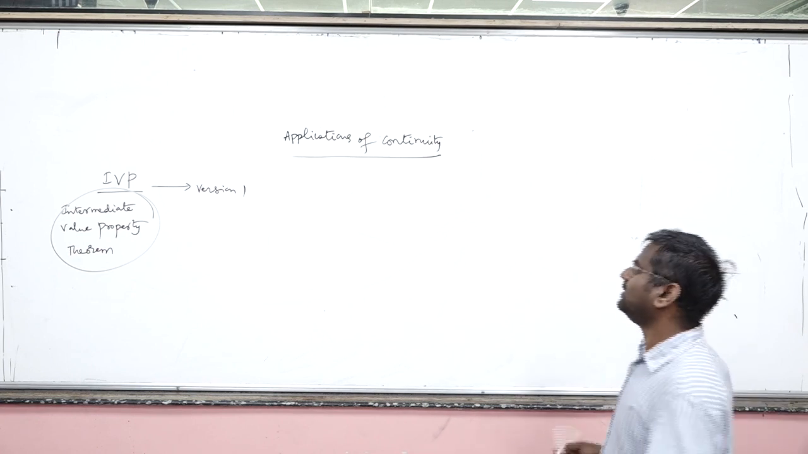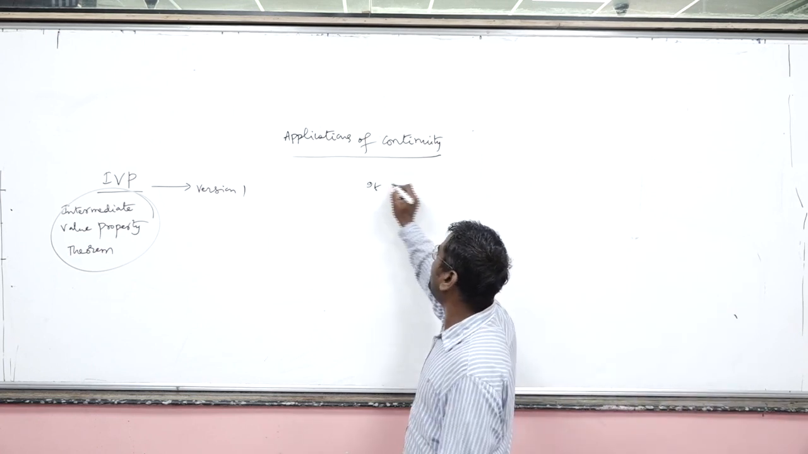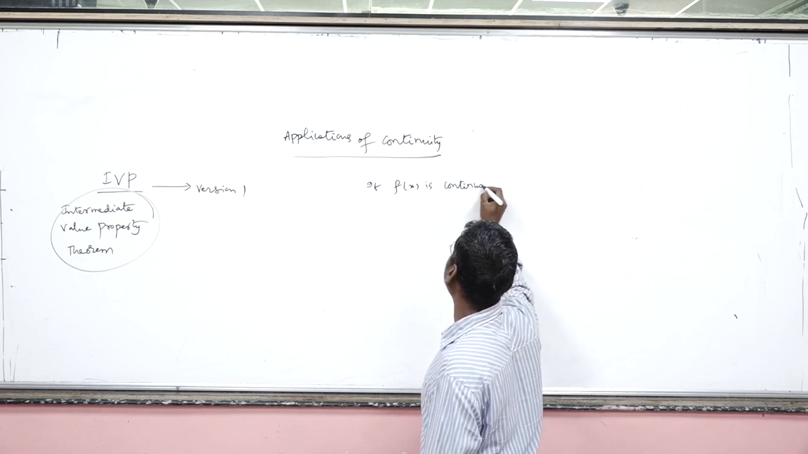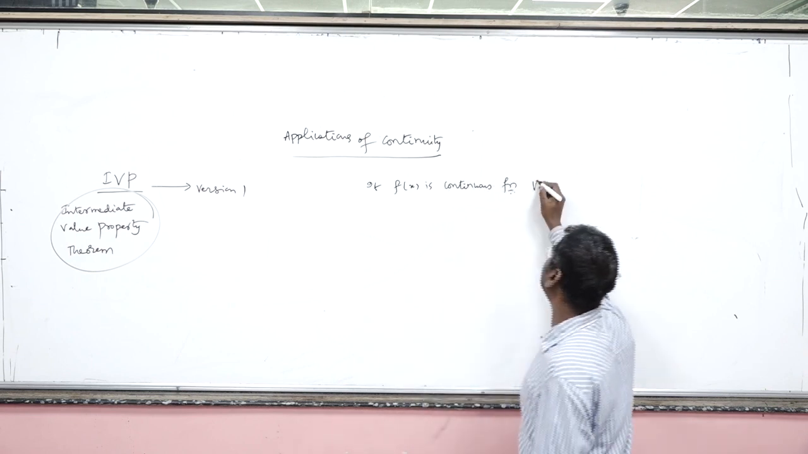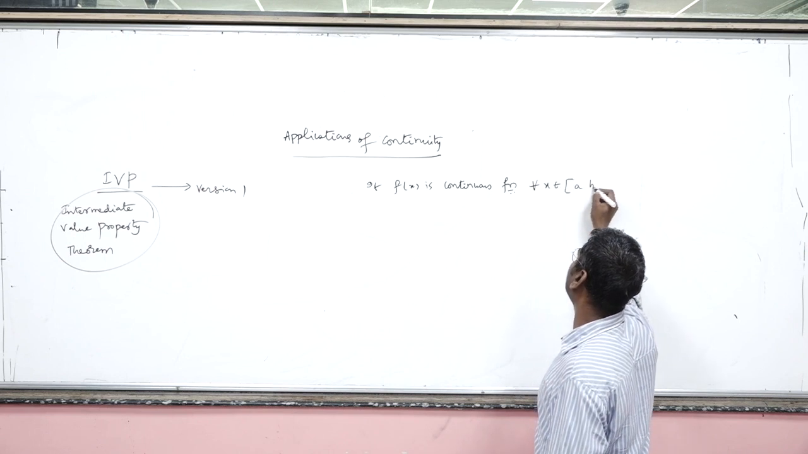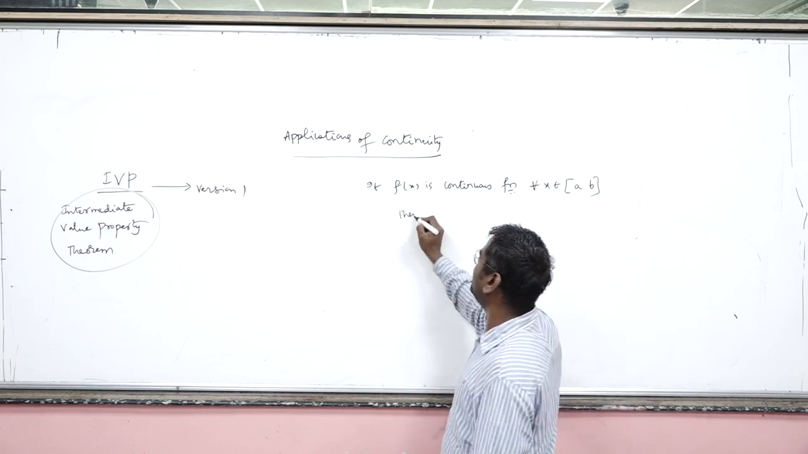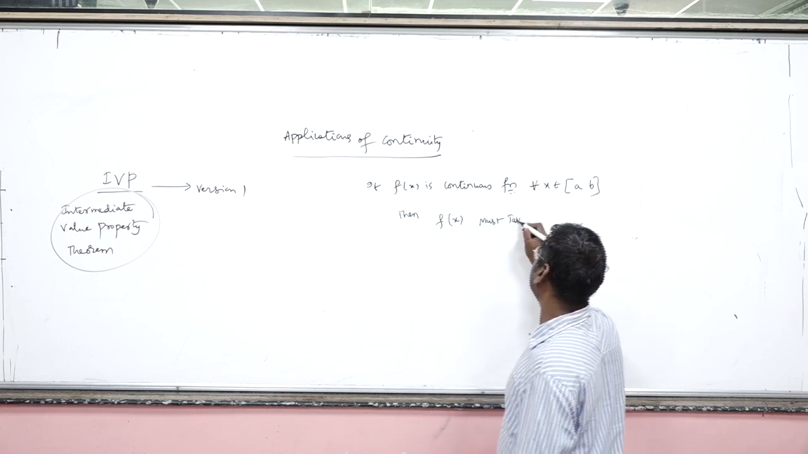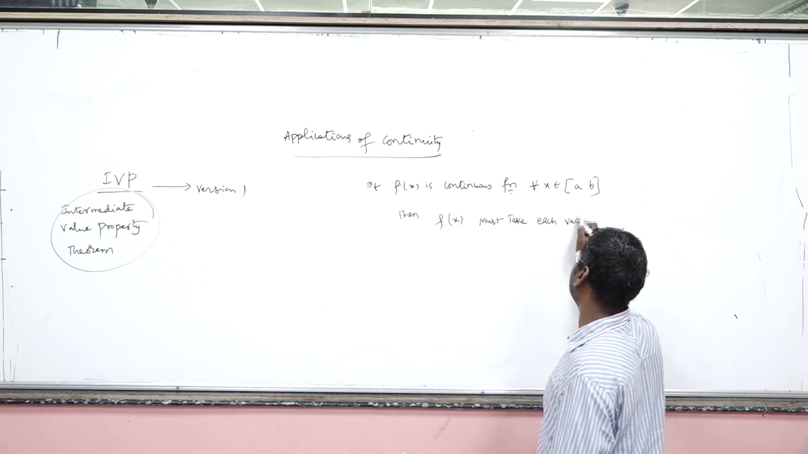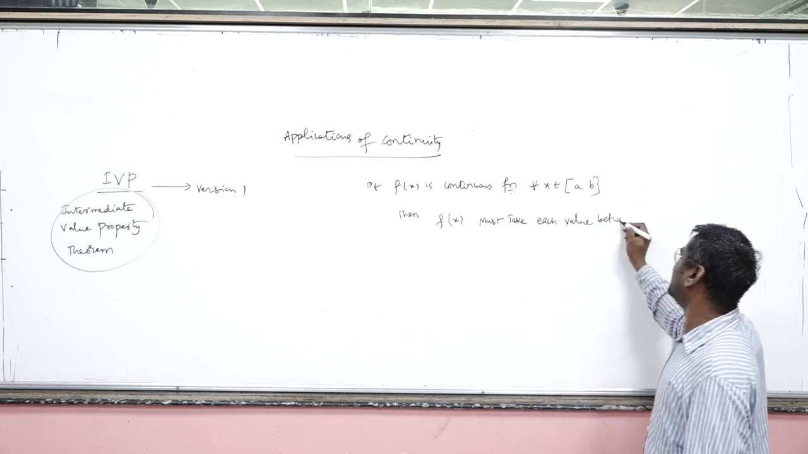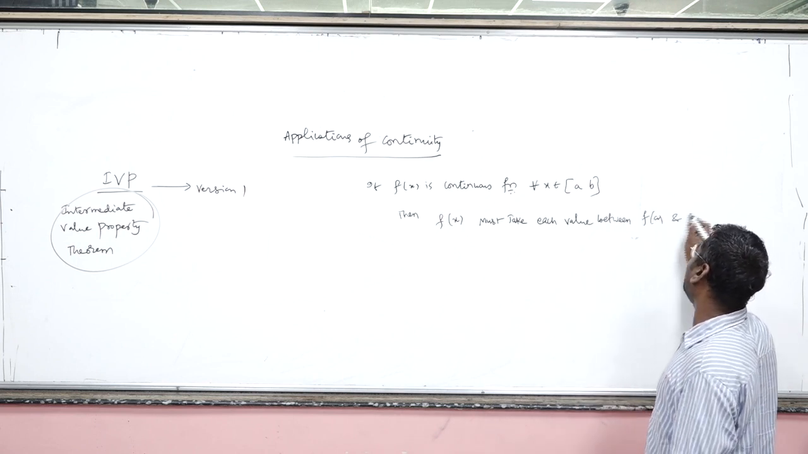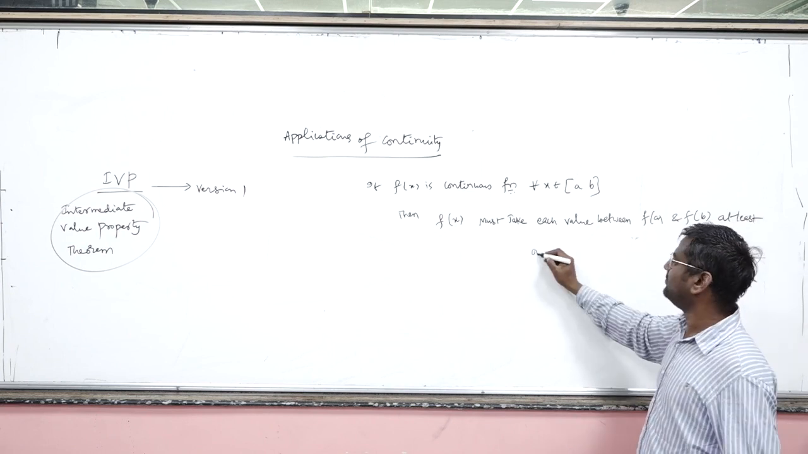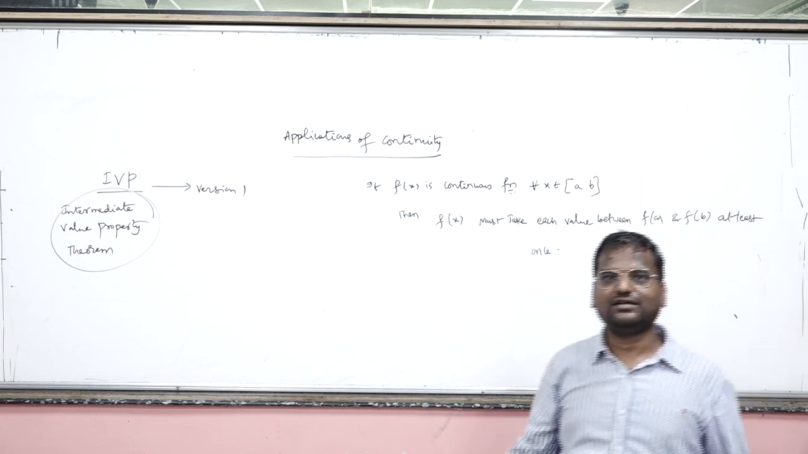Okay, so what does it state? If f of x is a continuous function throughout the interval, for all x that belongs to the closed interval a to b, then f of x must take each value between f of a and f of b at least once. That's all.